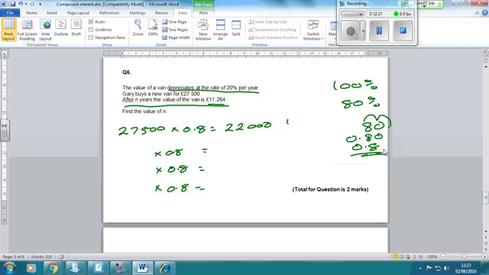So let's try it. So let's try times by 0.8, and we get 17,600. So that's after 2 years. Times that by 0.8 again, and we get £14,080. So that's after 3 years. Times it by 0.8 again, and we get 11,264, and that's after 4 years. And that's what this question's after. So after n years, that's 4 years.